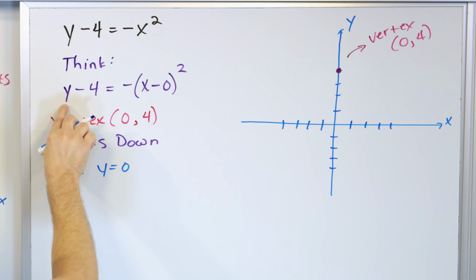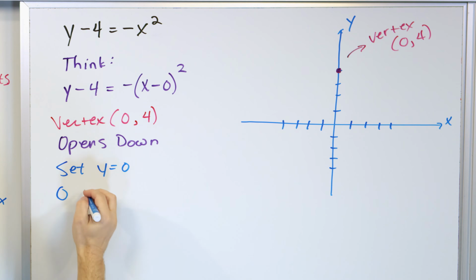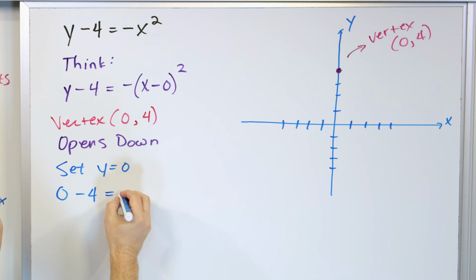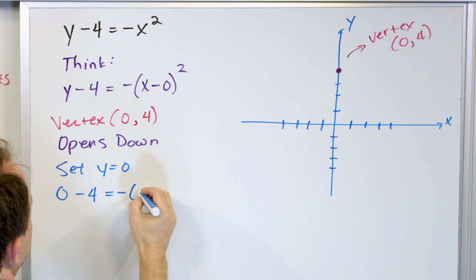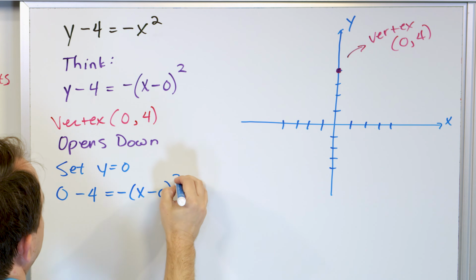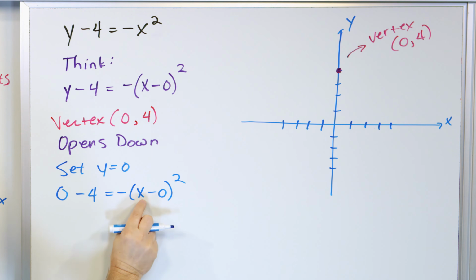That's all we have to do. So we just take a 0 and we stick it in there. It's going to be a -4. And then on the right-hand side, it's a negative sign. Inside here, we just make it x minus 0 squared. And now all we have to do is solve for the x values.